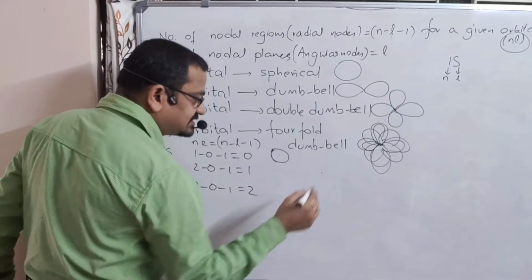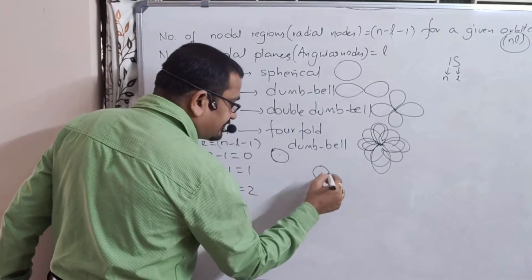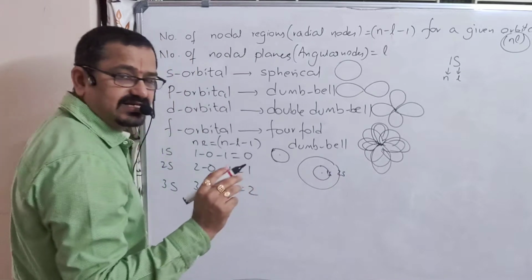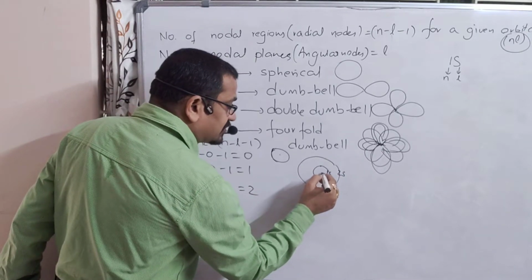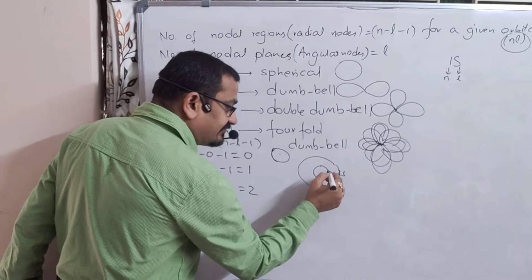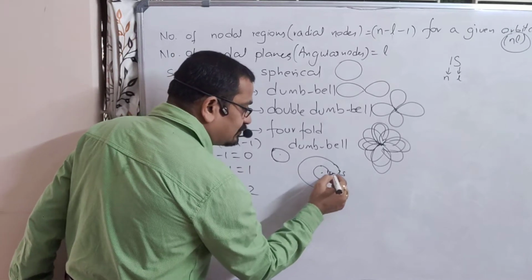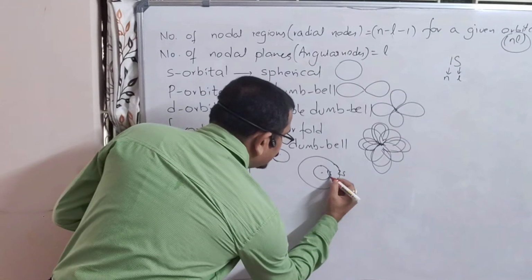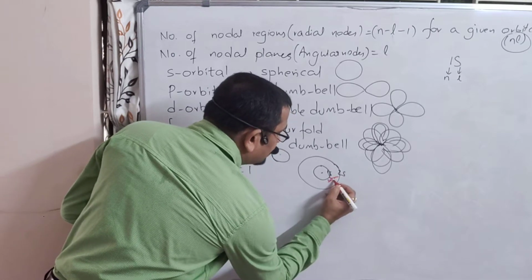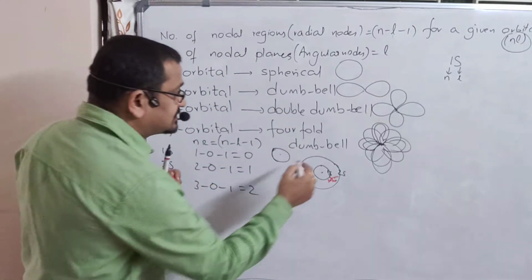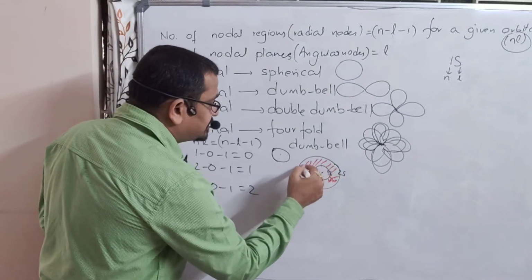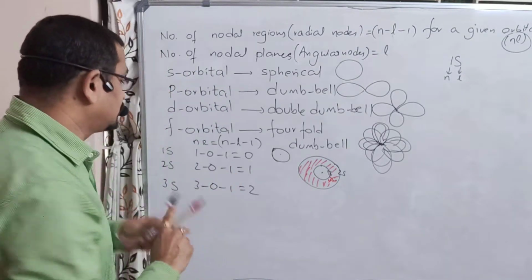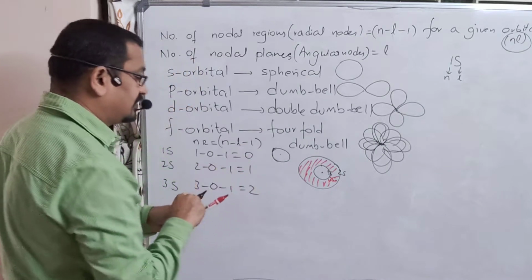For 2s, suppose this is the nucleus, this is the first boundary surface and this is the second boundary surface. This is actually 2s, and inside we can take it as 1s. Now, with respect to this nucleus, an electron can be observed either at a distance of 1s or at a distance of 2s. Between 1s and 2s, there is a region where the probability of finding the electron is 0, psi square is 0. That region is called the zero probability region, also called the nodal region. So for a 2s orbital, there is one nodal region.